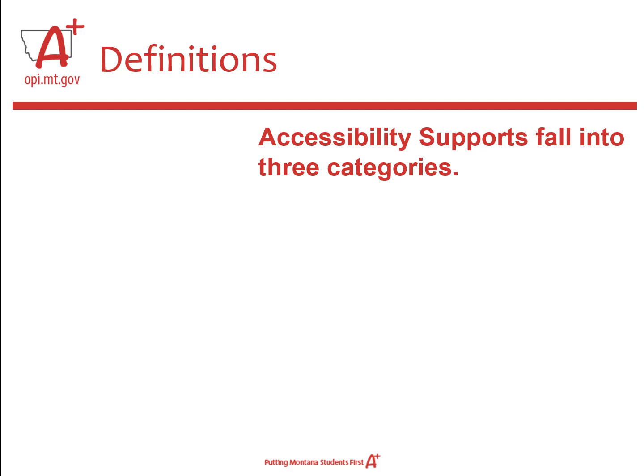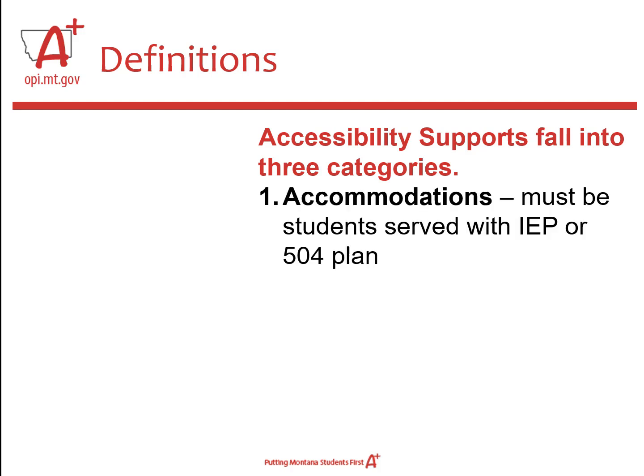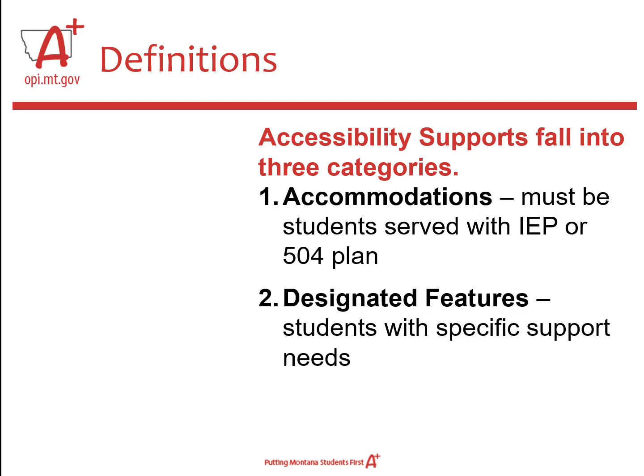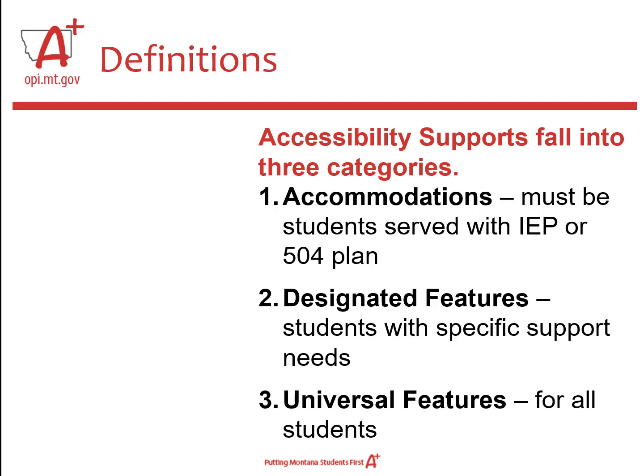Accessibility supports fall into three categories. Accommodations must be for students served with an IEP or 504 plan. Designated features are for students with specific support needs. Universal features are for all students. All MontCAS assessments have these three accessibility supports in place to support students. Let's discuss these different learners a little more.